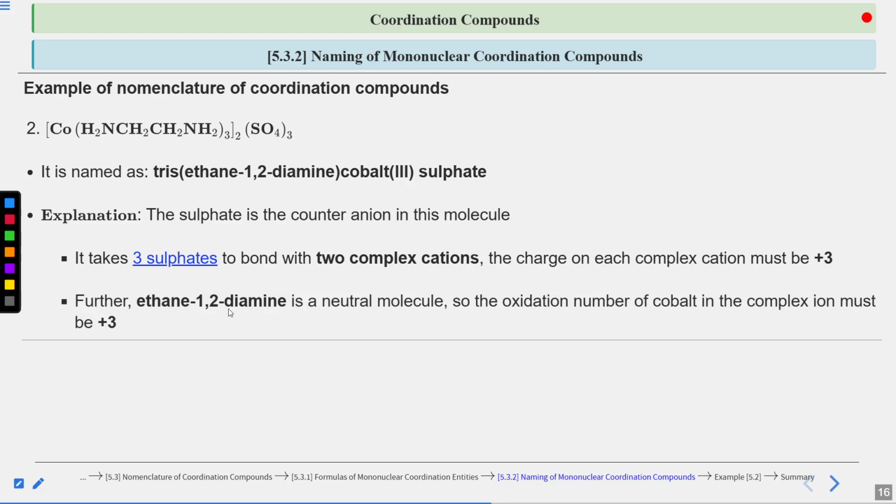Further, you can notice that ethane 1,2-diamine is a neutral molecule. So the oxidation number of cobalt in the complex ion must be equal to the charge of the complex ion, that is +3. Okay, from there the oxidation number comes for the cobalt.